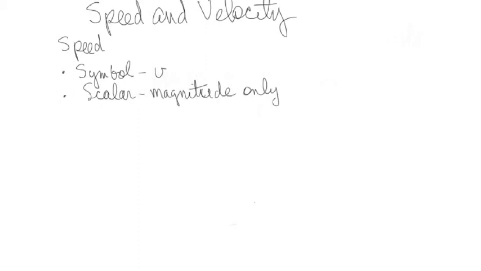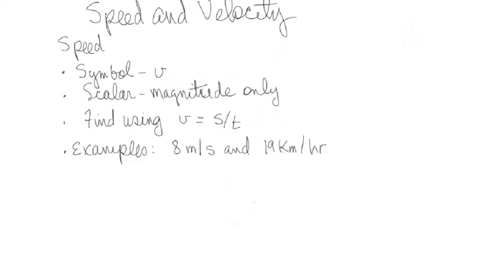Talk about speed and velocity. As you see, we're going to start with speed first. It's given the symbol v. It is a scalar, which means it has magnitude only. We find it using distance divided by time. Two examples of speed would be 8 meters per second and 19 kilometers per hour.